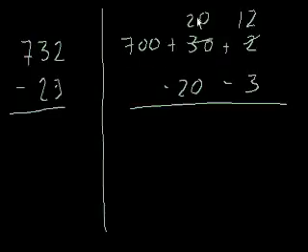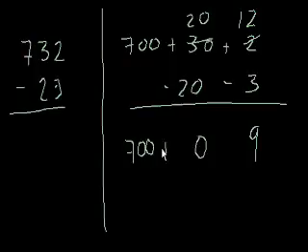And notice, 700 plus 20 plus 12 is still 732. So we really didn't change the number up top at all. We just redistributed its quantity amongst the different places. And now we're ready to subtract. 12 minus 3 is 9. 20 minus 20 is 0. And then you just bring down the 700. You get 700 plus 0 plus 9, which is the same thing as 709.